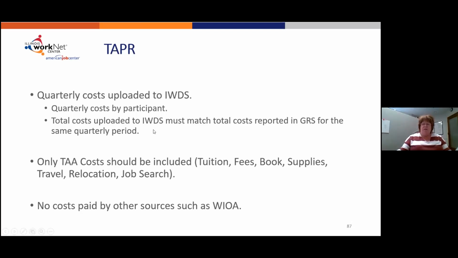Whatever's in GRS is where you would start, and you determine who those costs were for, and you would put that on the taper report that you're going to upload to IWDS. Only trade costs should be included. No costs paid by any other sources, such as WIOA.